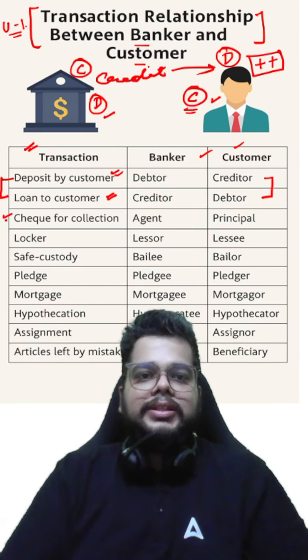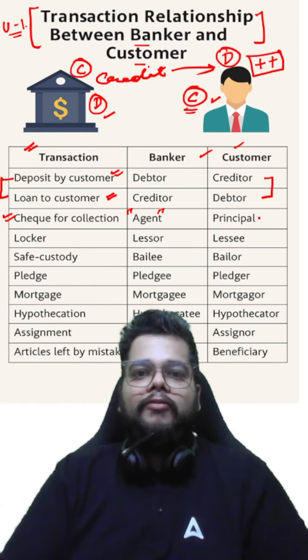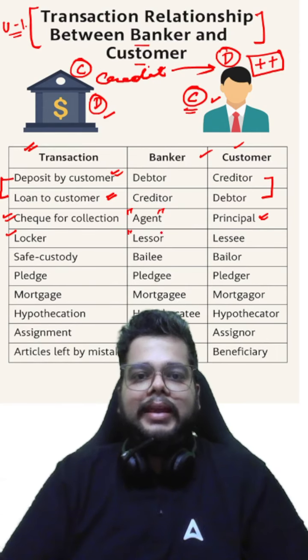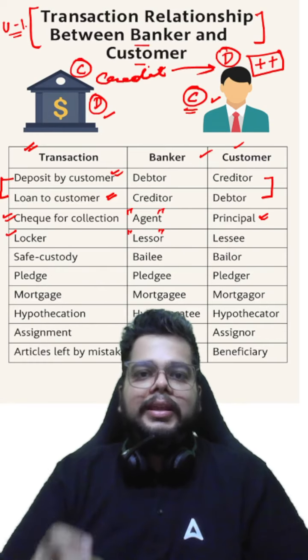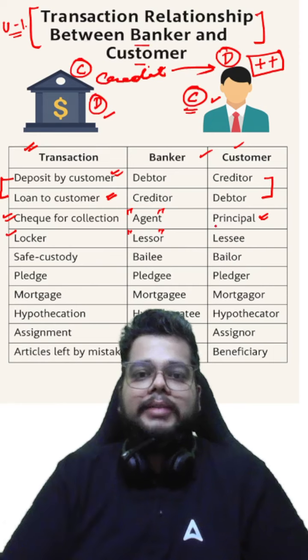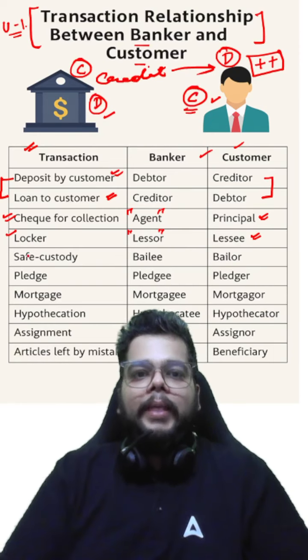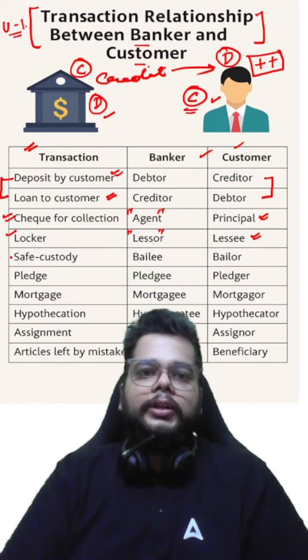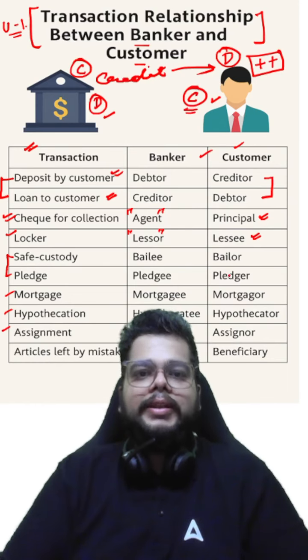Similarly, when I talk about the check collection system, there the bank will act as the agent for the principal, that is the customer. And in locker facilities, you will find the banker as the lessor, because the bank has provided the space for the security documents of the customer to be kept in a secured form, and the customer here will be the lessee.